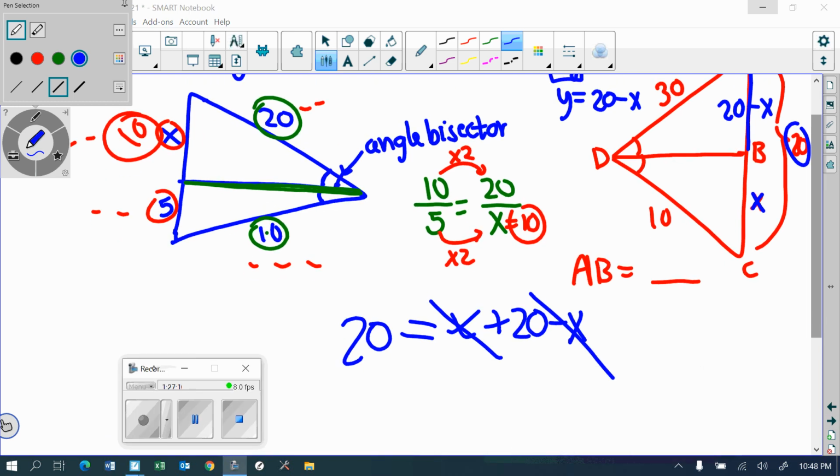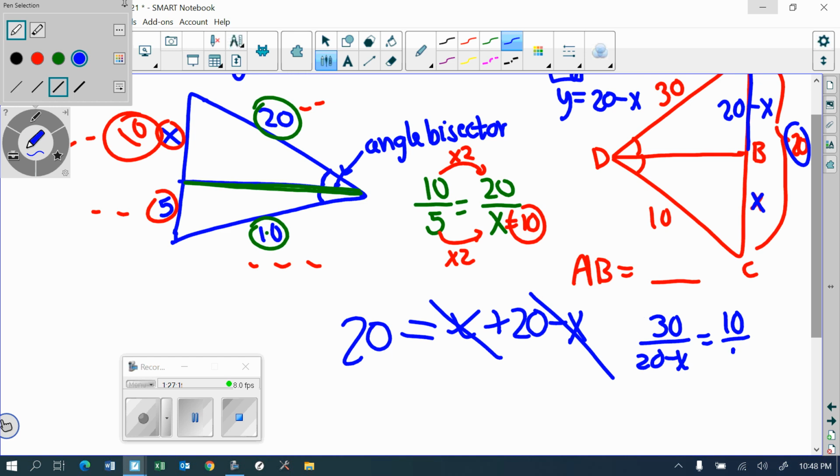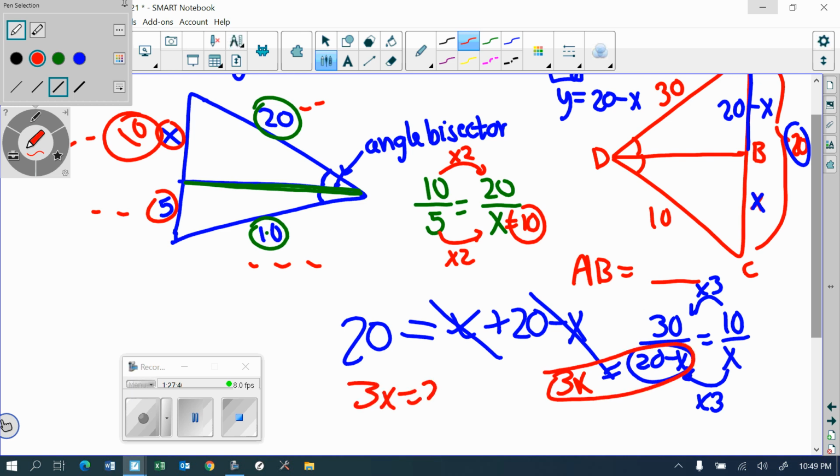Now I can set up that proportion: 30 over 20 minus x equals 10 over x. Well, 10 times what is 30? 3. That means I multiply by 3 here. What's 3 times x? 3x. So this has to equal 3x. Now I have my equation: 3x equals 20 minus x. Move the x to the same side, so add the x across. 4x equals 20. Divide by 4, and I get x equals 5. So the answer is 5.